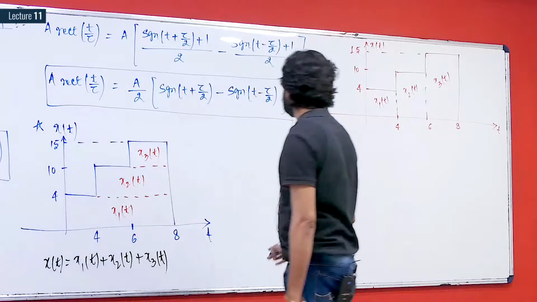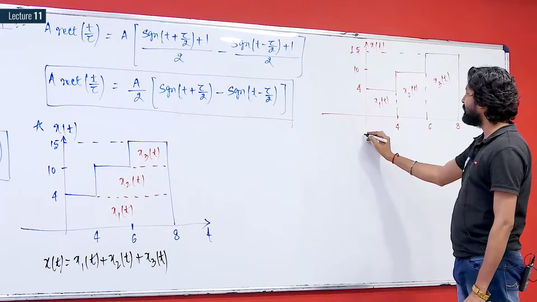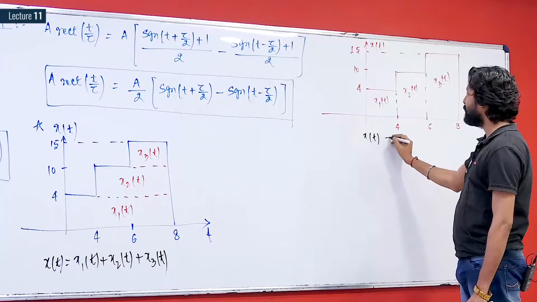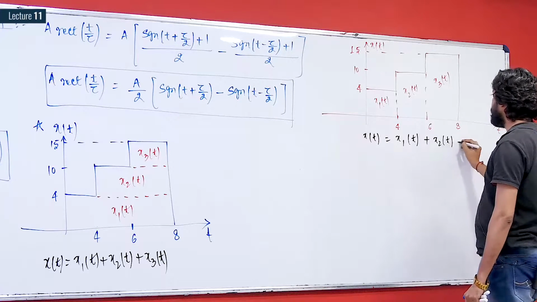And in this case also, if you consider these to be x1 of t, x2 of t and x3 of t, then you can again represent this signal x of t as the sum of these three signals, x1 of t plus x2 of t plus x3 of t.